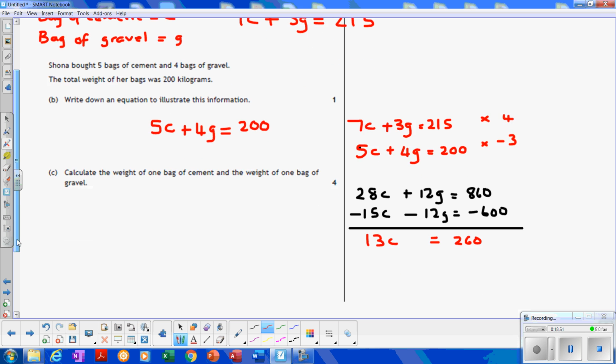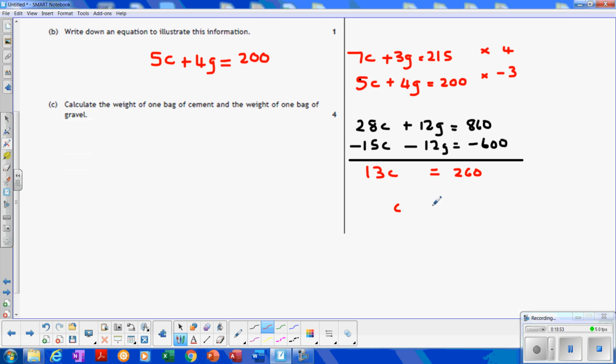Right, so now I want to solve that equation. So C is equal to 260 divided by 13. Now 2 13s are 26, so 13 into 26 goes twice, so that's going to be 20. So therefore C is equal to 20, and it was measured in kilograms. I will summarise the results when we're finished.